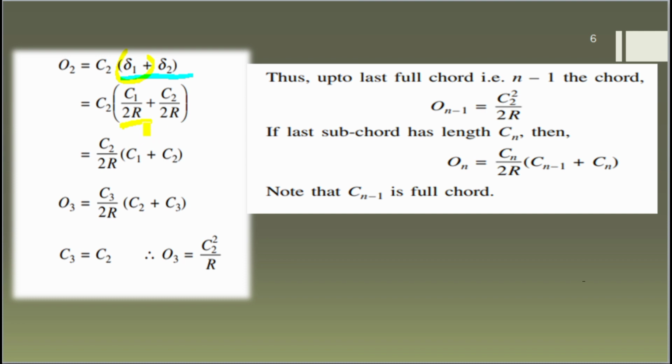So that is just direct, you can go back and do that. This is just a simple illustration. If you repeat, you will get this answer. So by adding these two, our answer becomes C2 into C1 plus C2 over 2R. And then offset 3. These are produced from the full subchords. The same process will be repeated.